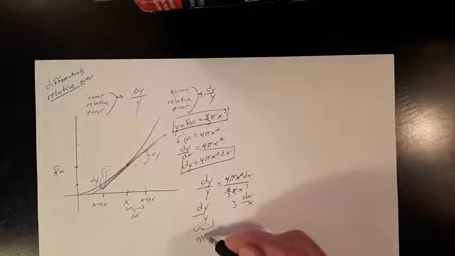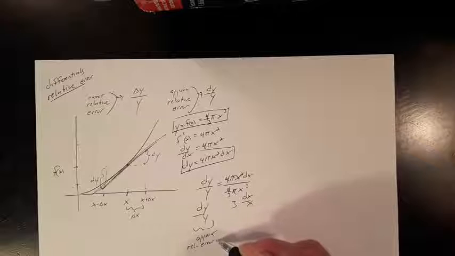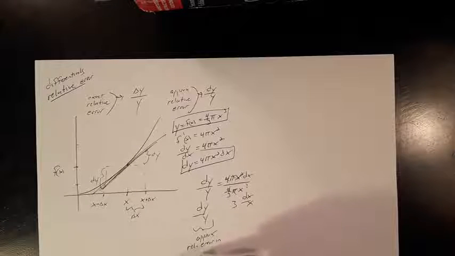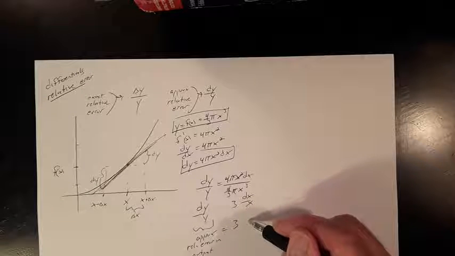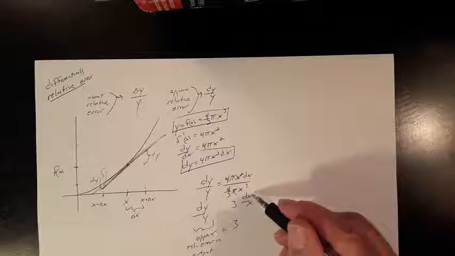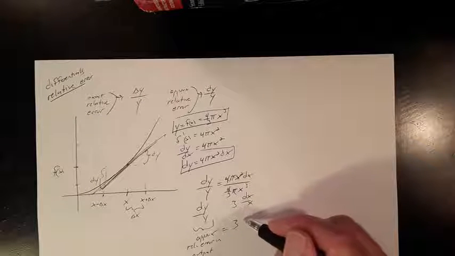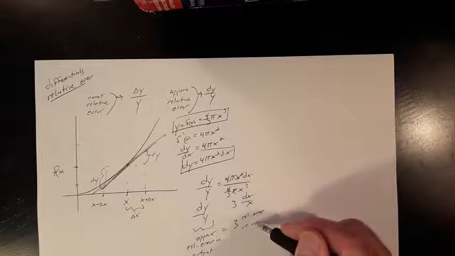So then your approximate relative error in your output is 3 times the relative error. That's not approximate because remember dx equals delta x all the time. So this is 3 times your relative error in your input.